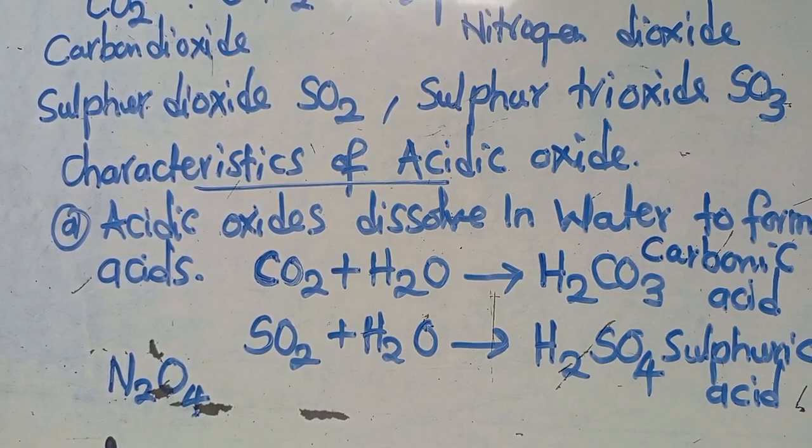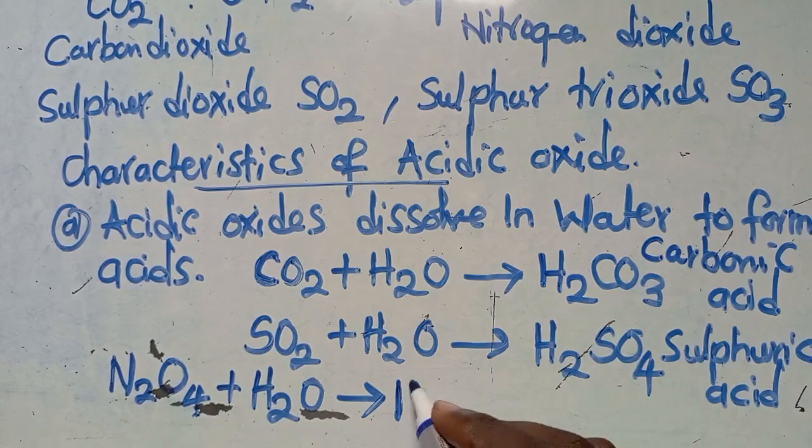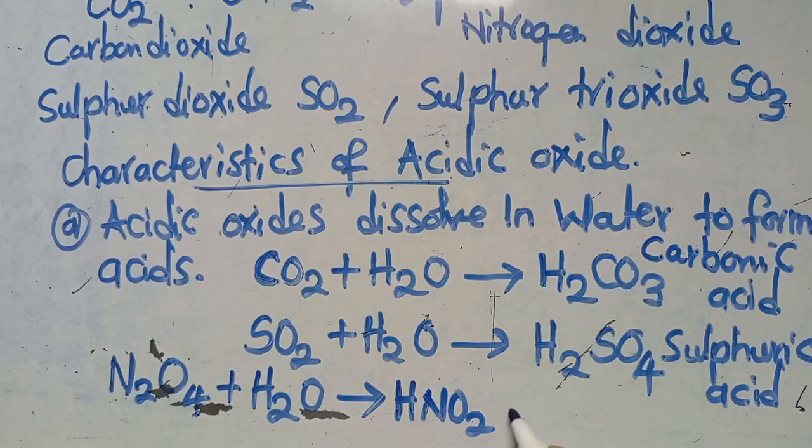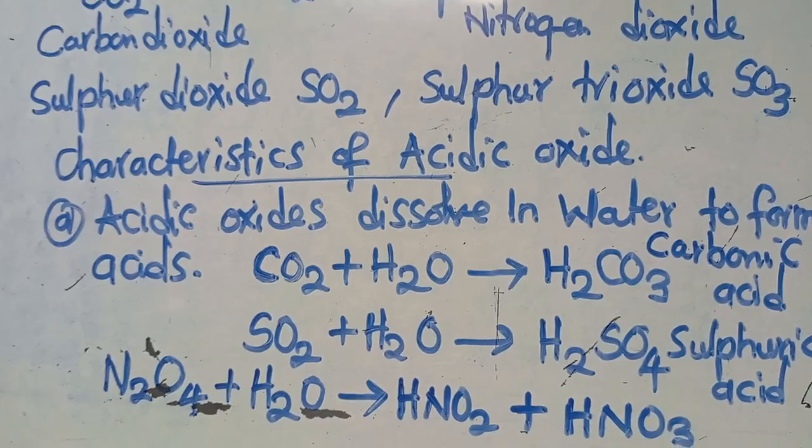This is called dinitrogen tetraoxide. When it dissolves in water, it gets to form two acids. What are the names of these two acids? We get to form nitrous acid, which is like this. This is a nitrous acid. So we get to form nitrous acid plus nitric acid. Two things are being produced, and these are acids.